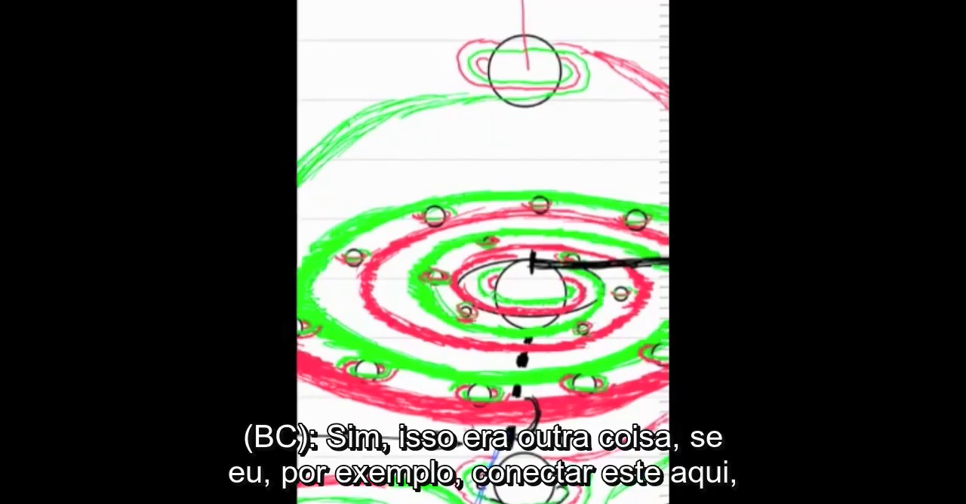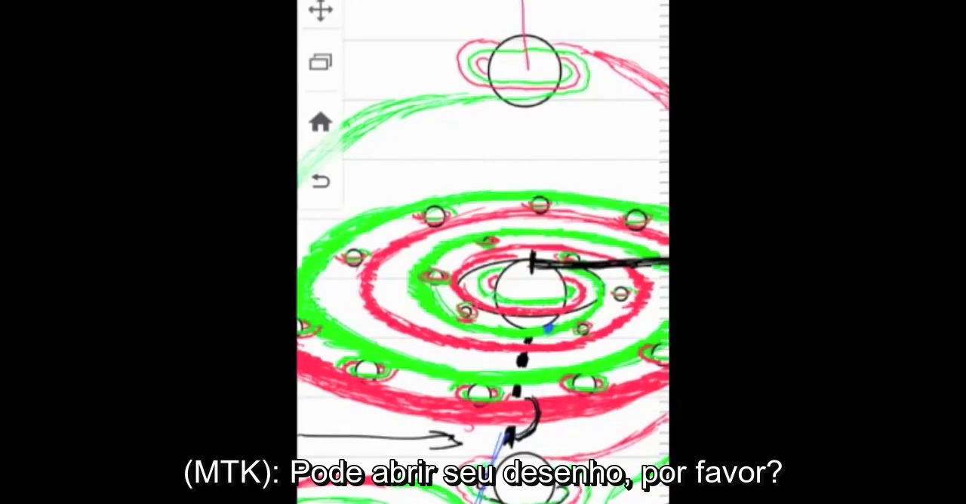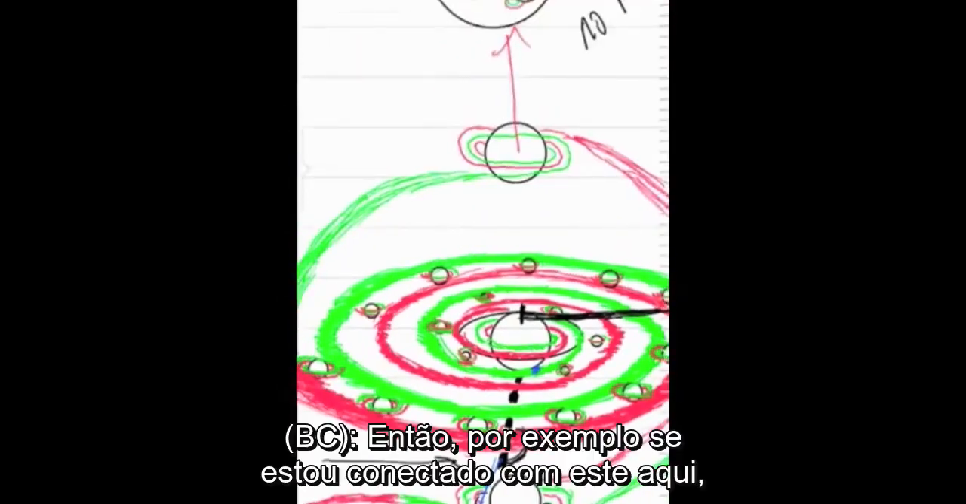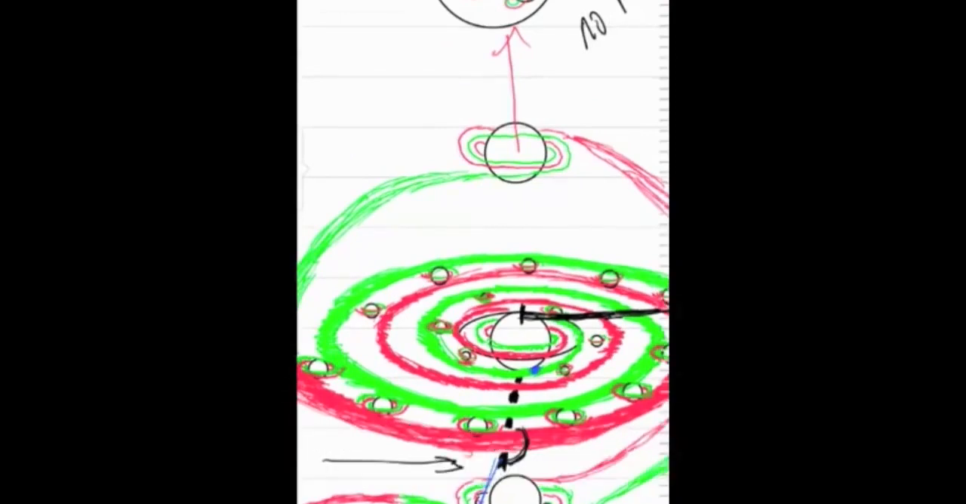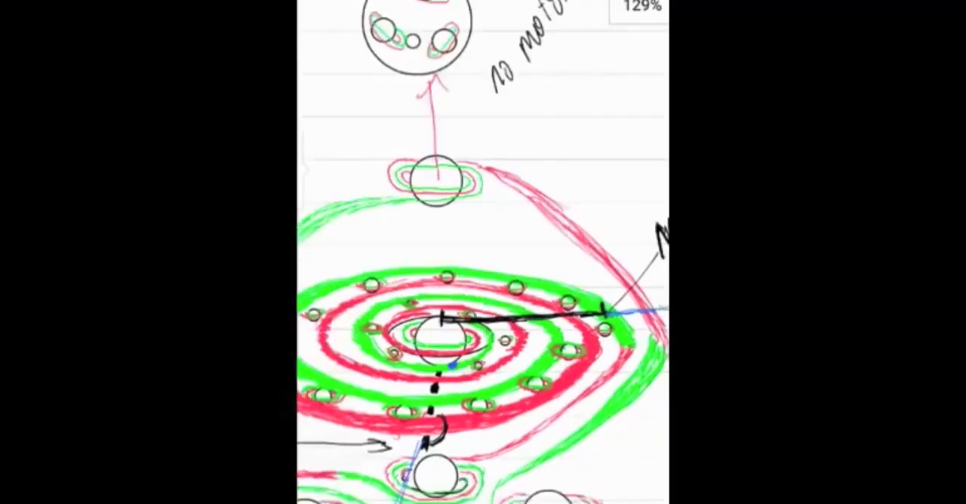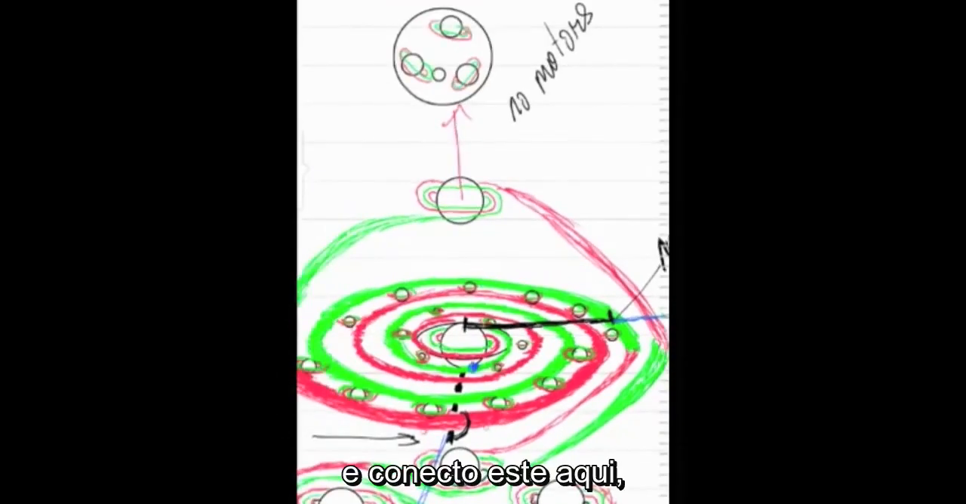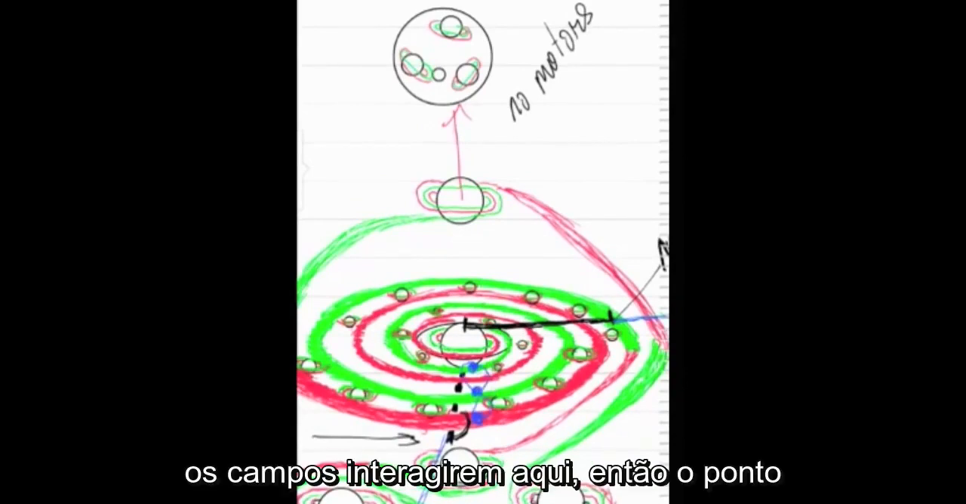Yeah, this was another thing that I was just example, if I tune this one here. Can you open your drawing, please? Because we see very narrow. Okay. So for example, if I'm tuned on this one, magnetical, I tune here, and then I tune this one. So they will look up. So here and here. So the idea is the fields will interact here.